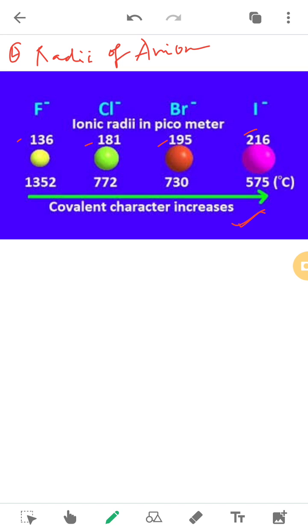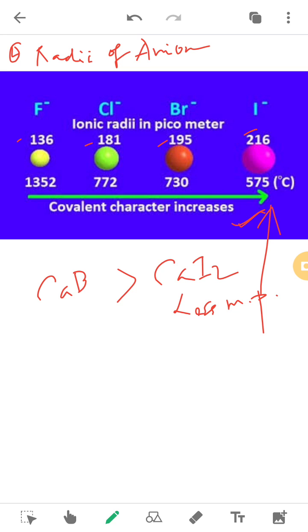Here we are showing that the size increases, and through experiment we find that this has a lower melting point. If we compare calcium chlorides, fluorides, bromides, iodides, then we can say that calcium iodide has a lower melting point than the one before it, calcium bromide. Because in the case of calcium iodide we have the same cation, so not to worry, we have to see the anions only, and we see that the iodide anion is larger in size, so deformation happens quickly, and so covalent character is more here.